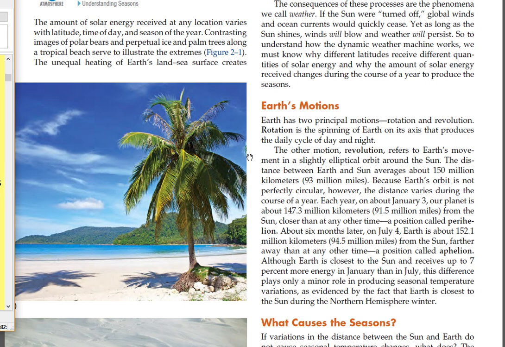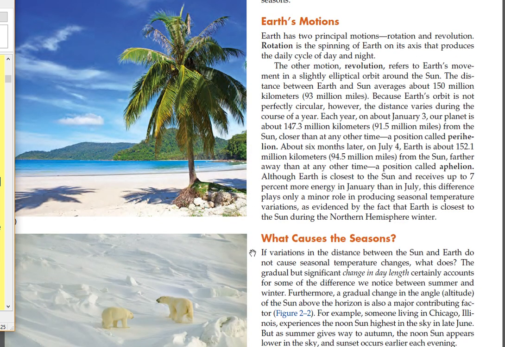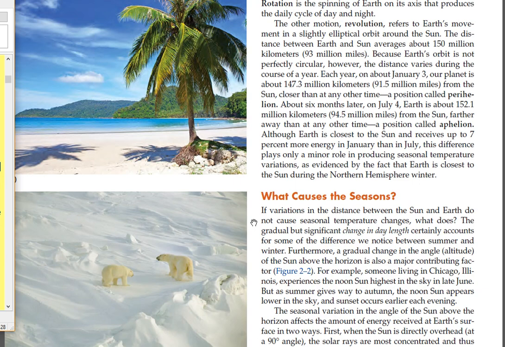Although Earth is closest to the Sun and receives up to 7% more energy in January than in July, this difference plays only a minor role in producing seasonal temperature variations, as evidenced by the fact that Earth is closest to the Sun during the Northern Hemisphere winter. What causes the seasons? If variations in the distance between the Sun and Earth do not cause seasonal temperature changes, what does? The gradual but significant change in day length certainly accounts for some of the difference we notice between summer and winter.